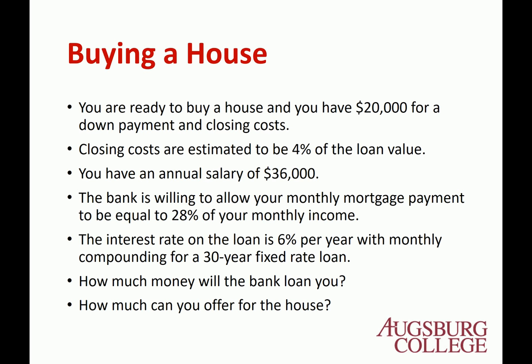Now, this is the problem they're going to solve, the buying a house problem. You're ready to buy a house and you have $20,000 for down payment and closing costs. Closing costs are estimated at 4% of the loan value. Your salary is $36,000, and your bank is willing to allow your monthly mortgage payment to be equal to 28% of your monthly income. So that is the maximum amount you can borrow. The interest rate is 6% per year, compounding, on a 30-year fixed loan. How much money will the bank loan you, and how much can you afford for the house?